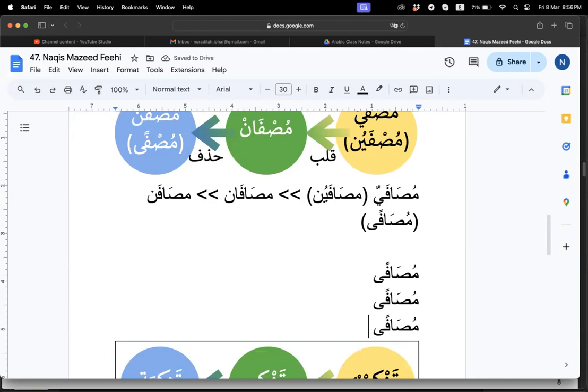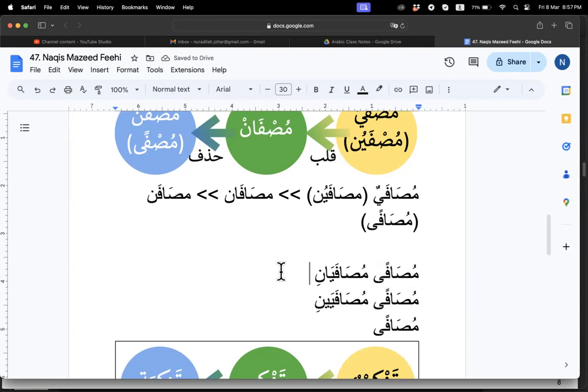But what about dual? If you want to make this dual, the ya comes back. So it becomes musofayani. Good, exactly. And then nasab and jar? Musofayayni. Good. And then rafa plural.